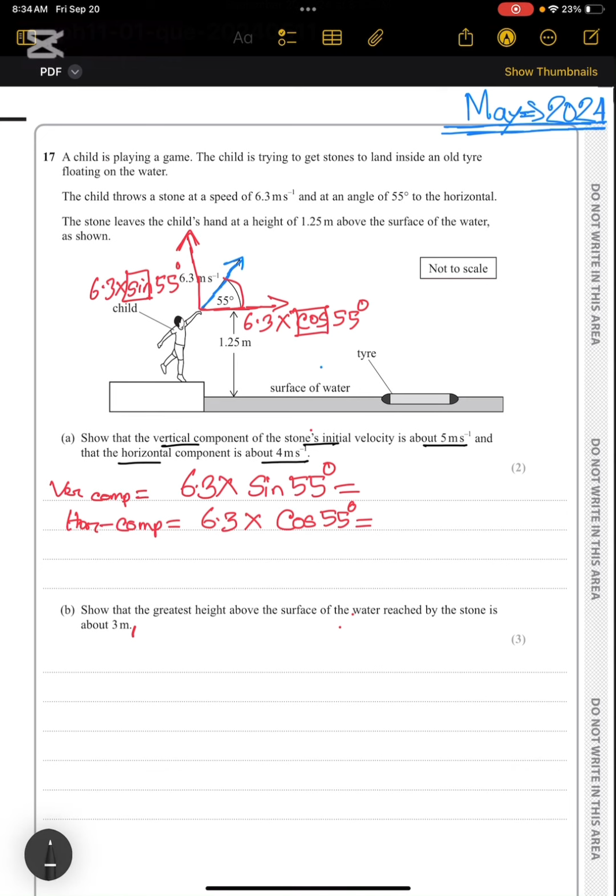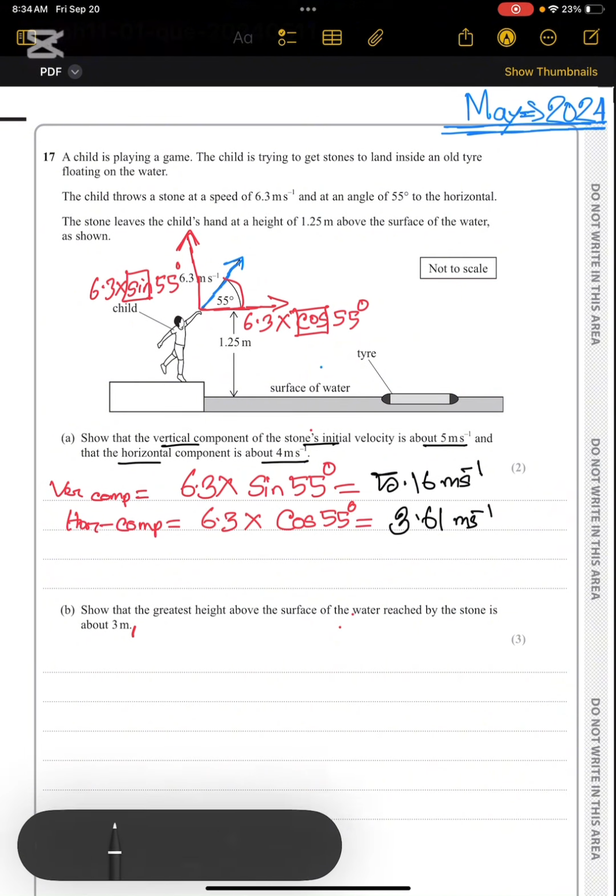So the answers will be 5.16 m/s and 3.61 m/s. Actually it was kid stuff, nothing else.